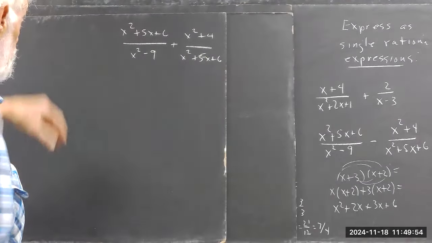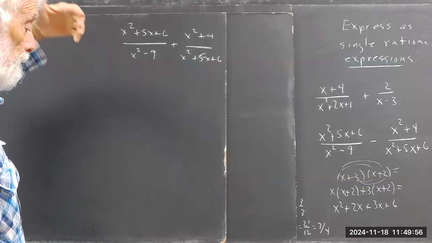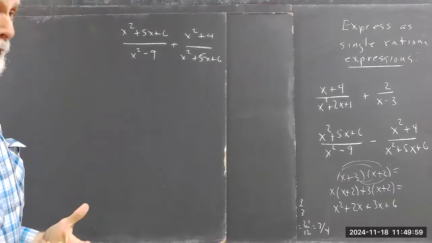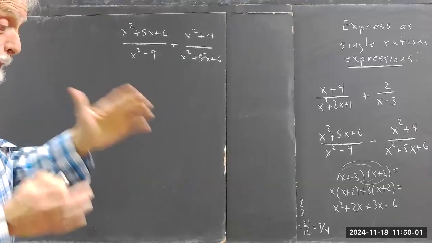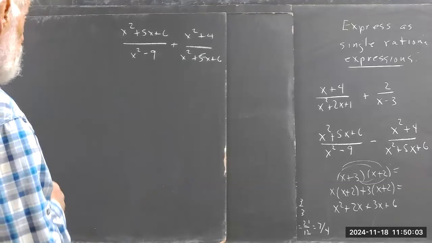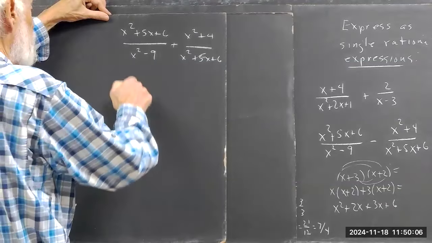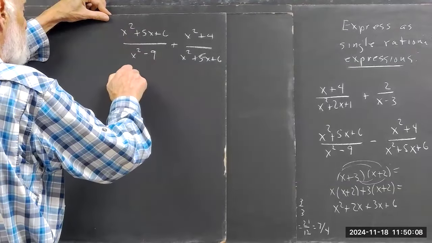Want to see what's going on. It's got to be a factor of the denominator and a factor of the numerator that get canceled, and they have to be in the same rational expression. Okay, anyhow, factor this, pretty easy to factor.